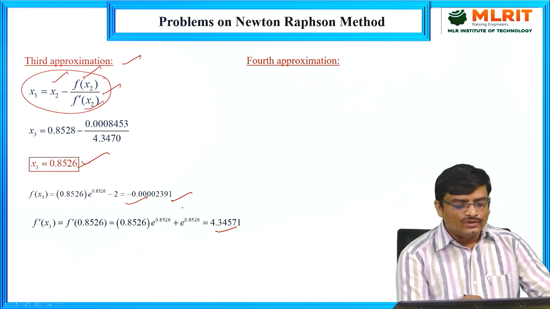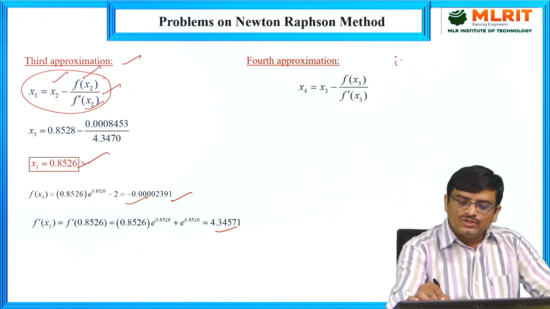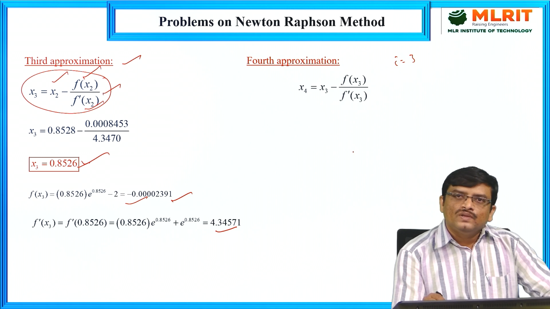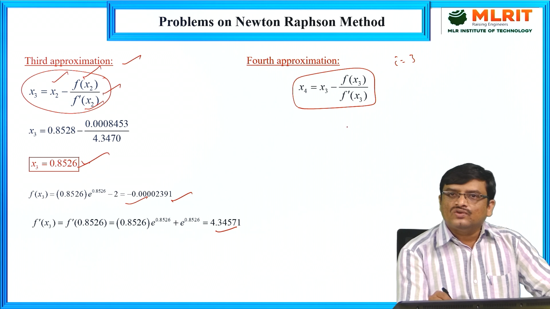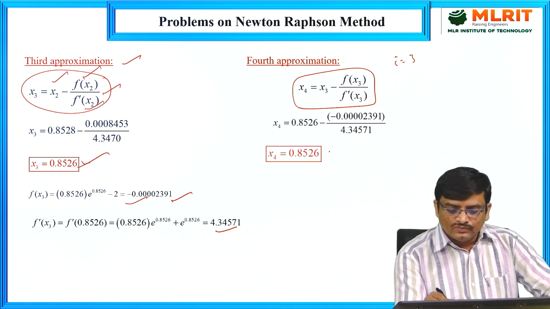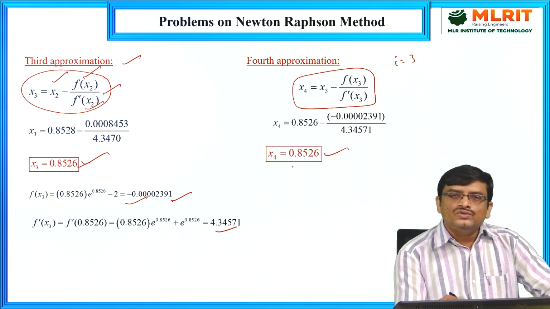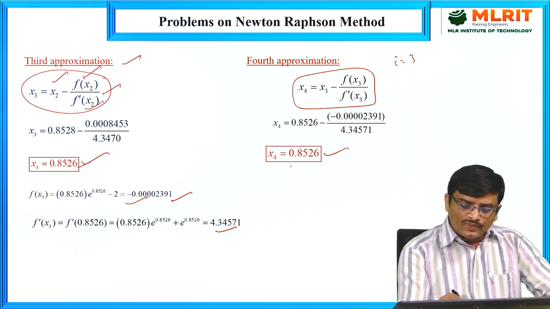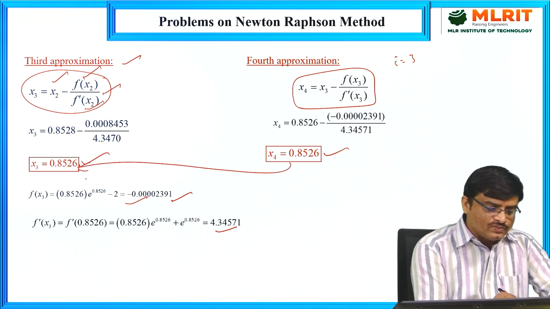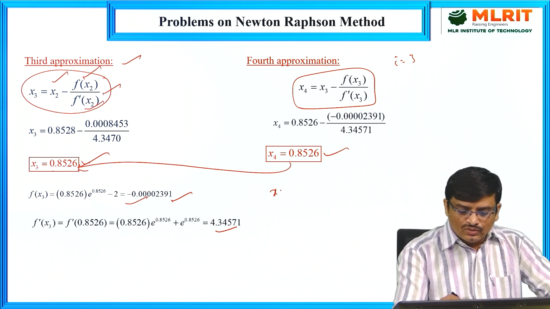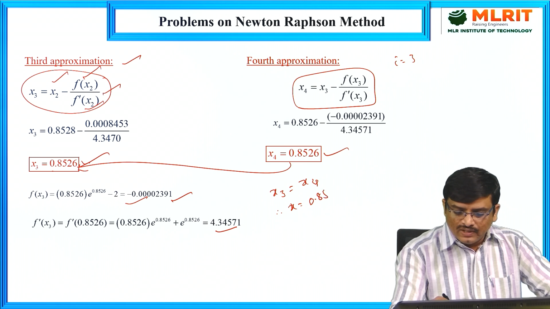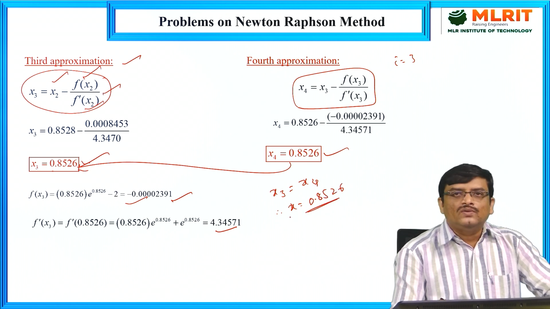Now we will go for the fourth approximation. So put i is equal to 3 in the general formula. We will get x4 is equal to x3 minus f of x3 by f dash of x3. Now you substitute all these values here. So you will get x4 is equal to 0.8526. In the present approximation and the previous approximation, the x values are exactly the same. So then we can stop and we can conclude that x3 is equal to x4. Therefore, the required root x is equal to 0.8526 for the given equation.